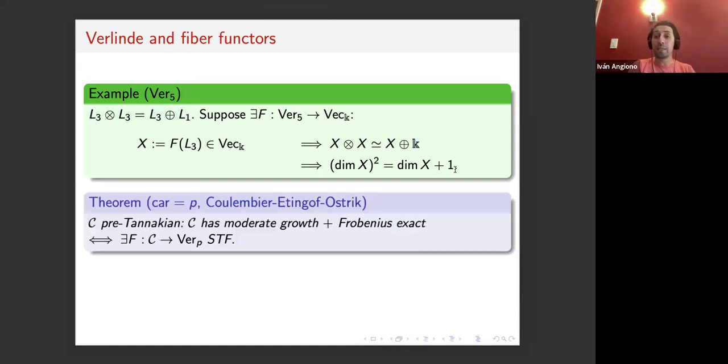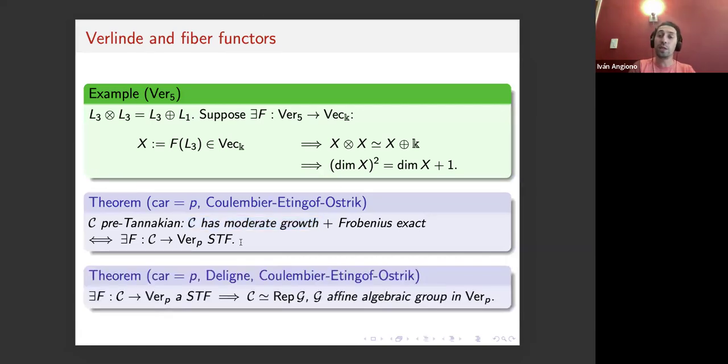So we want to have a replacement of the linear theorem. And yes, there is a replacement. The first replacement is that we consider symmetric tensor functors from our Tannakian category to Ver p. And there is an extra condition that you have to add to the moderate growth, which is to be Frobenius exact. I'm not going to say so much, but there is some Frobenius functor that you can define as the usual Frobenius map related with a field of positive characteristic. And you ask for this functor to be exact.